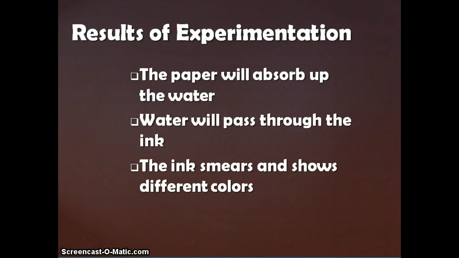So we let the experiment run for a few hours, and then we came back to it to see what happened. What we saw was that the paper strips were completely saturated with the water, and so that means it absorbed all the way up the piece of paper. In this process of going all the way up the paper, the water went through the ink that we put on it, and this smeared it. This means that our chromatography experiment has worked. When the ink got smeared up the paper, we then noticed it was broken up into the different colors, just like we had hypothesized.